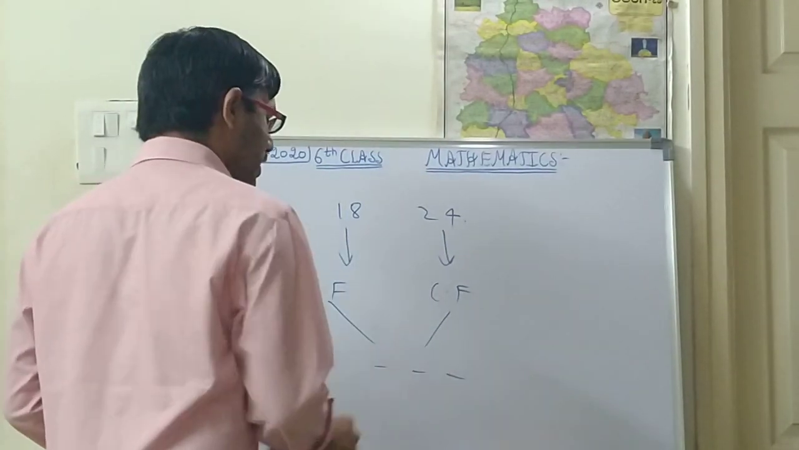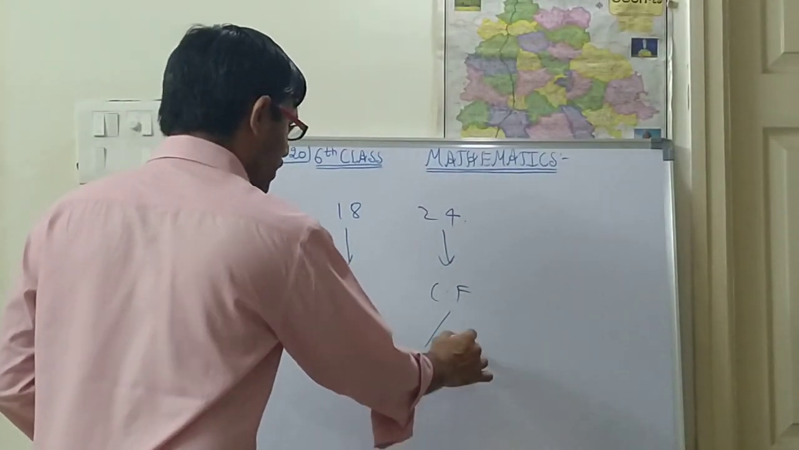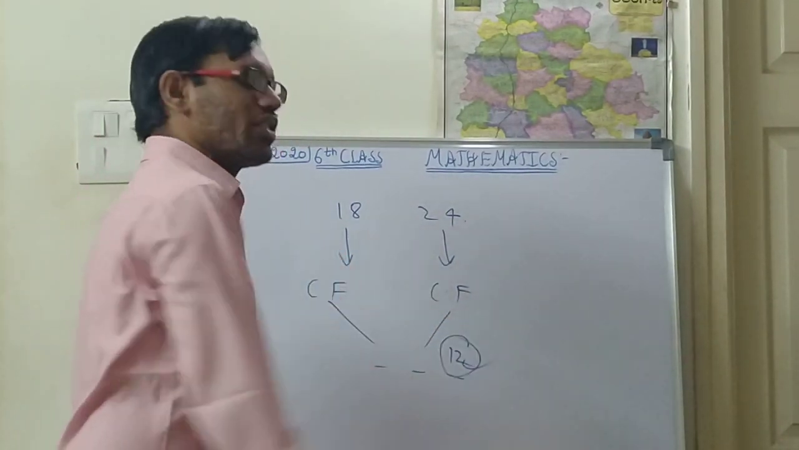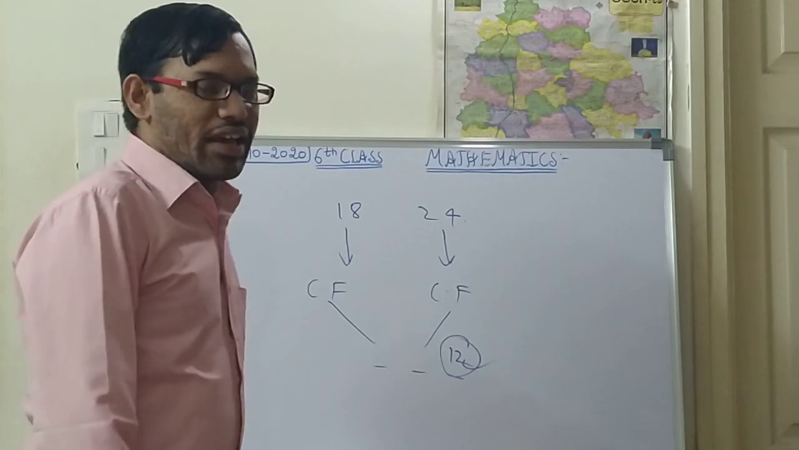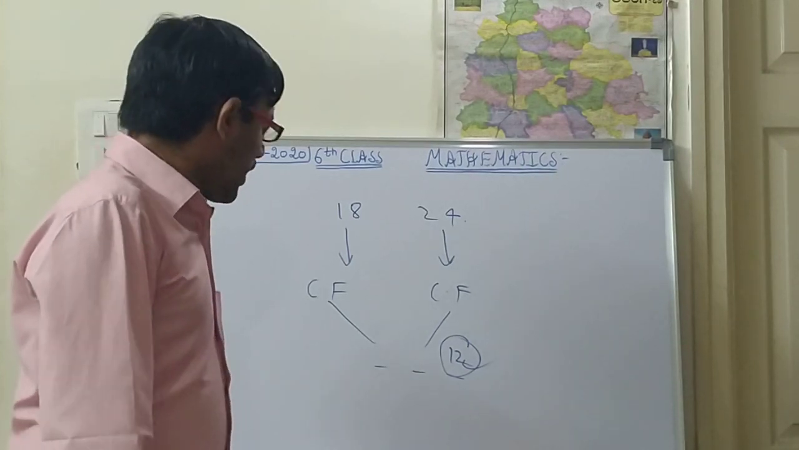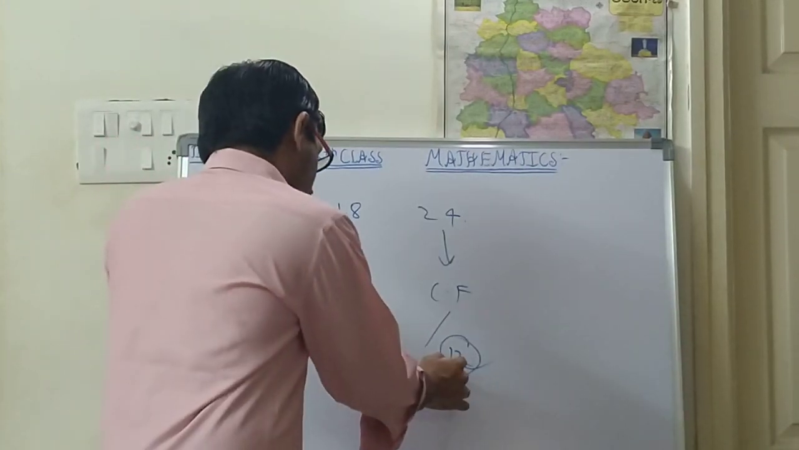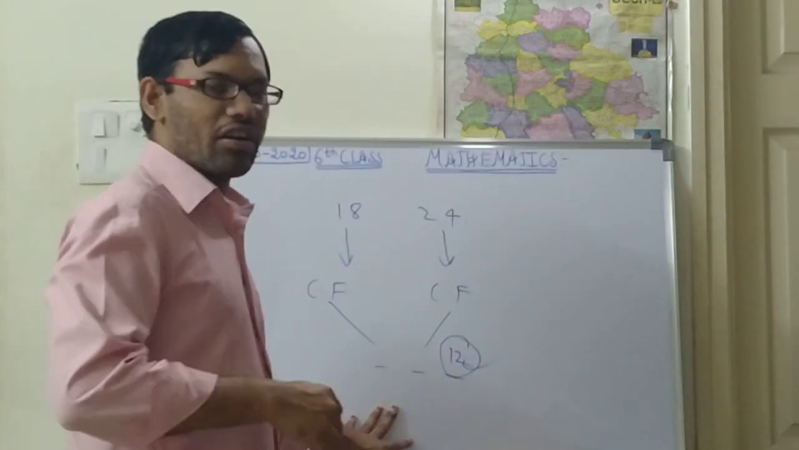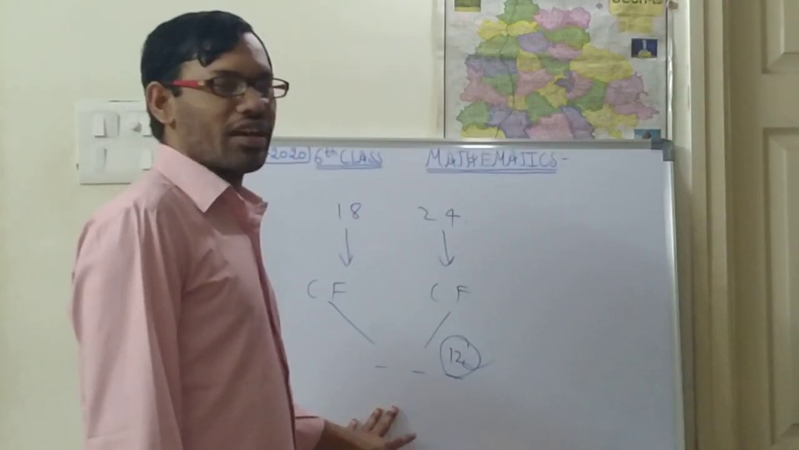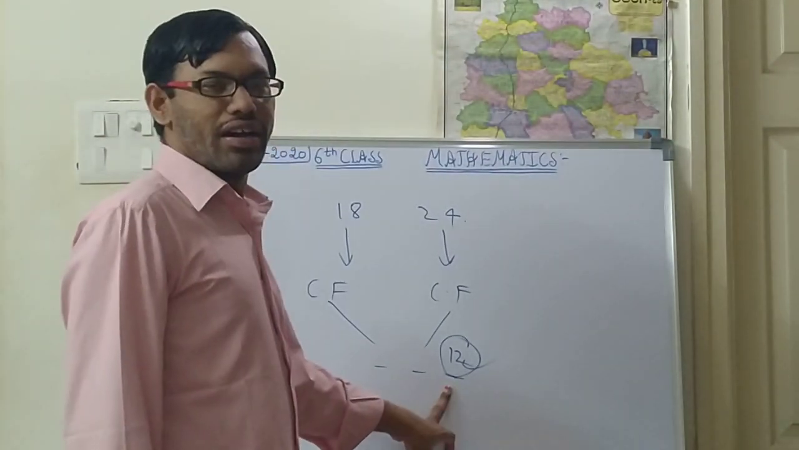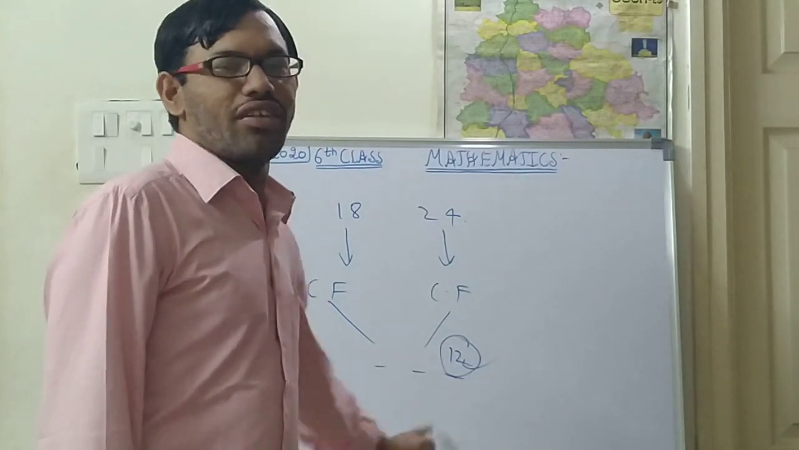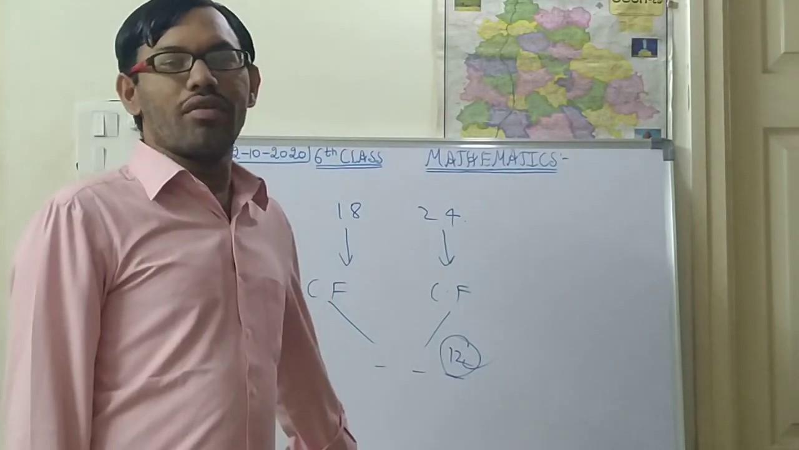Which number is greatest? Suppose 12 is greatest, so we take 12 as the greatest common factor. This is a method of finding the greatest common factor. It is also known as HCF, the highest common factor.